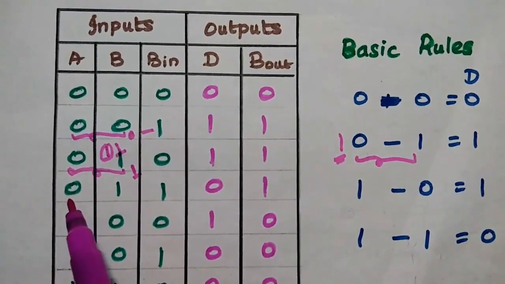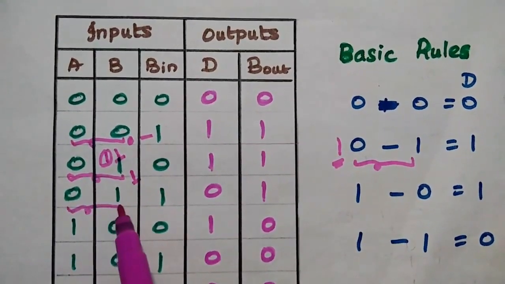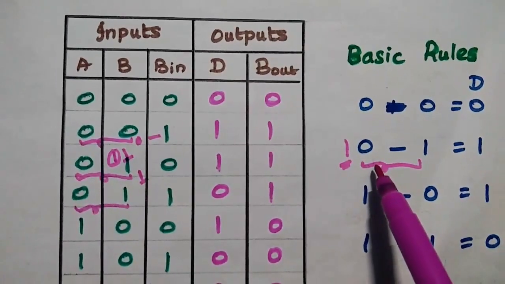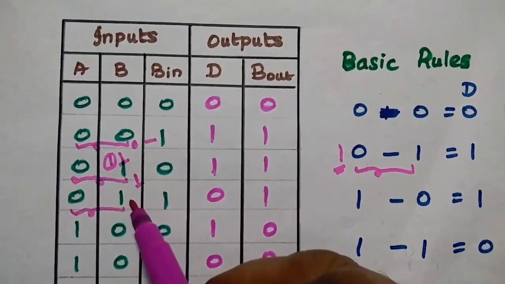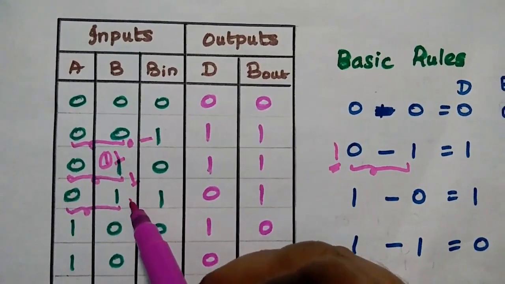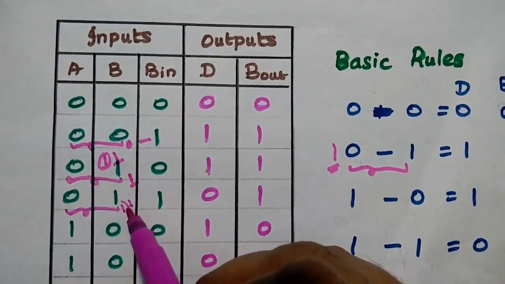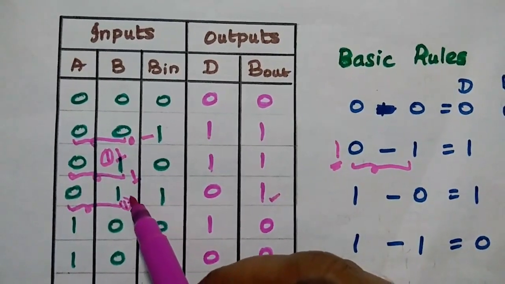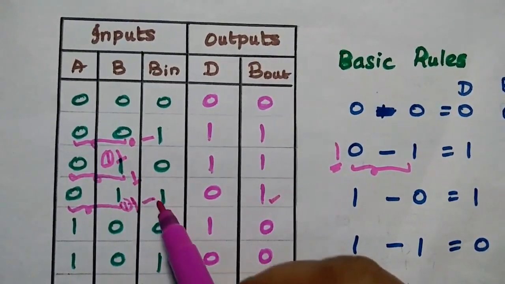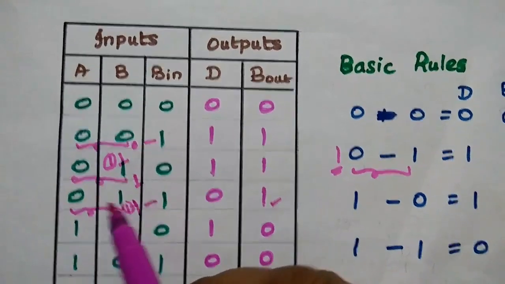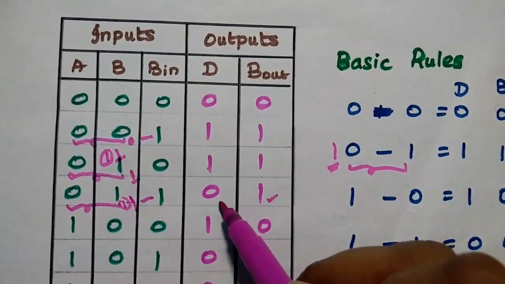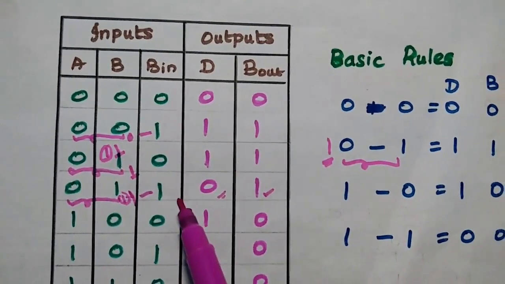So next, 0 minus 1. Again 0 minus 1, the second case again. So here the difference is 1 and the borrow is 1. That borrow is written here. Then the difference is 1 minus 1, the result of this subtraction is 0. Do you all understand this?